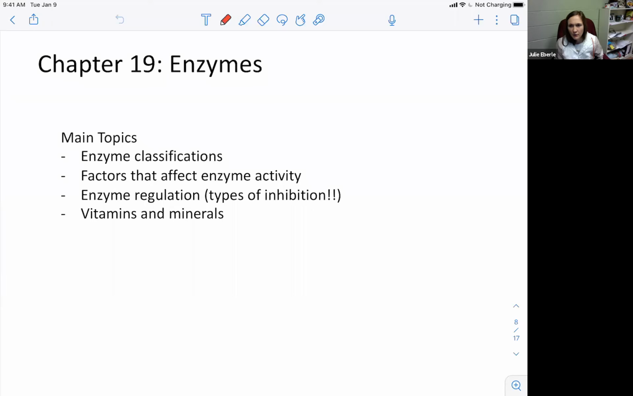But we talked through how temperature, pH, and substrate concentration are the 3 major things that affect enzymatic activity and how they do that. Enzyme regulation and the types of inhibition. That was a big one. That was a biggie. So I got some problems for that. And then vitamins and minerals. All right.